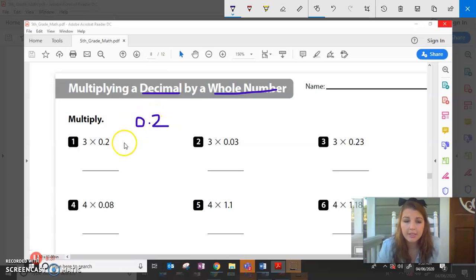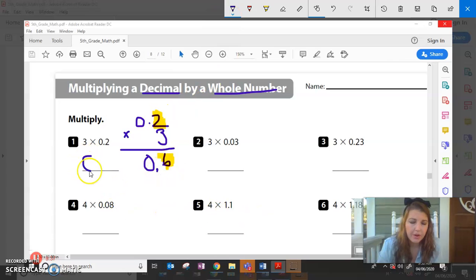0 and 2/10 times 3. So I can multiply this as if it was just 2 times 3. So 3 times 2 is 6, and 3 times 0 is 0. But I know that that's not going to be my final answer because this wasn't 2 wholes, this was 2/10. So because I had 1 decimal place in my factor, I need to have 1 decimal place in my product as well. So I need to put my decimal right here. And that would be 0 and 6/10.